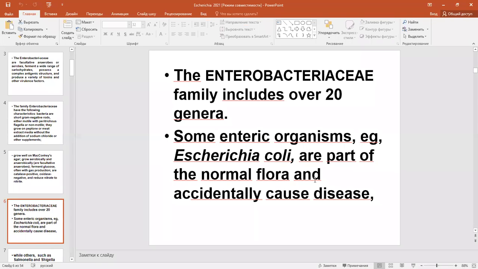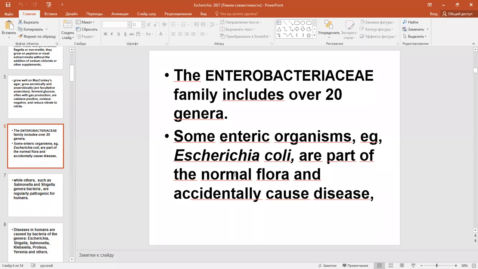Some enteric organisms, for example Escherichia coli, are part of the normal flora and only accidentally cause diseases. They belong to normal microbial flora, and they play a very important positive role in the digestive tract. They participate in lymphoid tissue formation. They produce enzymes necessary for digestion. They produce vitamins of the B and K groups. They inhibit the multiplication of pathogenic microbes. They participate in detoxification reactions, so they play a positive role.